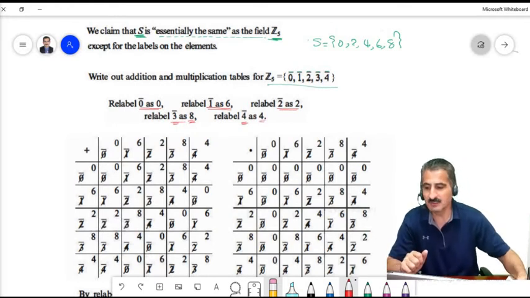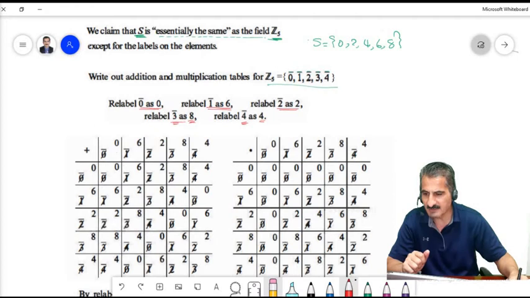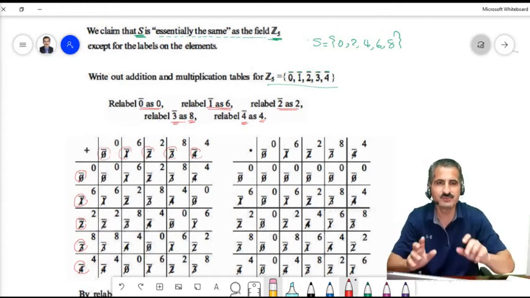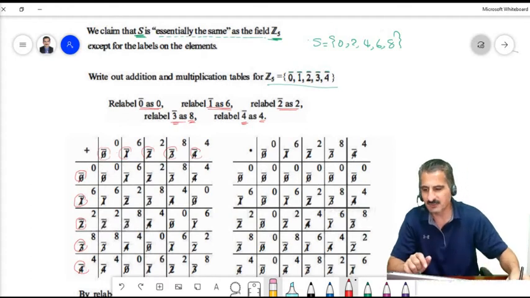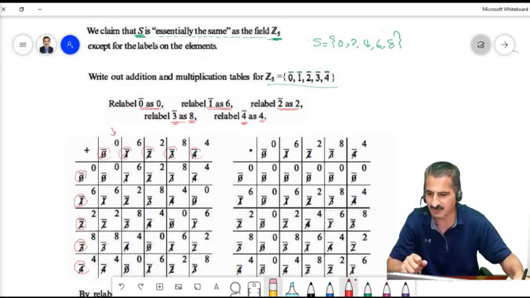Now, the elements that have a slash on them were the elements of Z5, and in the table inside, there are numbers that have slashes on them. Those were the addition table in Z5. We crossed over the 0 here and relabeled it with this 0. Crossed over the 1, relabeled it with 6, 2 bar with 2, 3 bar with 8, 4 bar with 4, as we have done in the labels here. That's for addition.